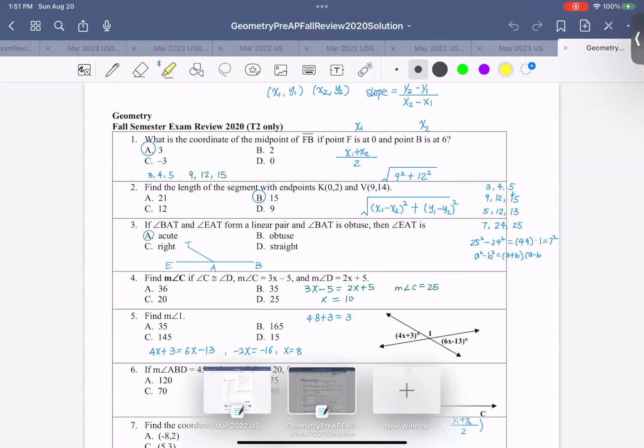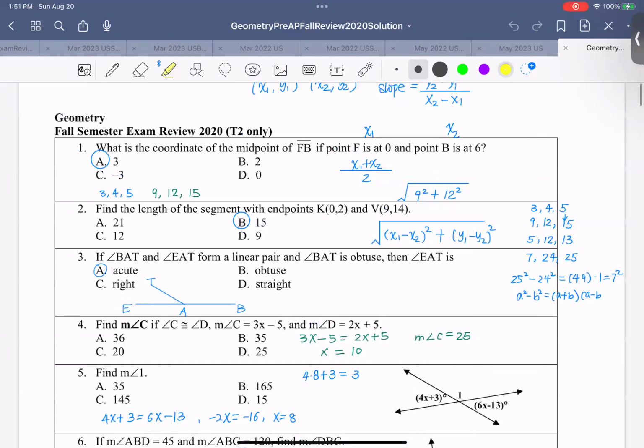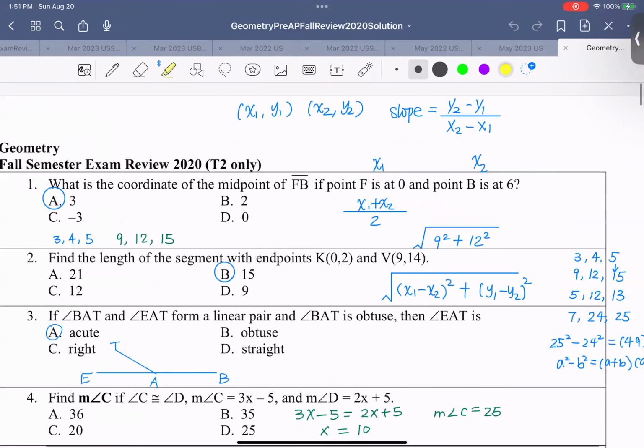Hey, we have the last two classes for geometry, the first part of the fall semester. So this class we will do a review of everything we have learned in the past 13 classes. Let's write down several basic formulas.